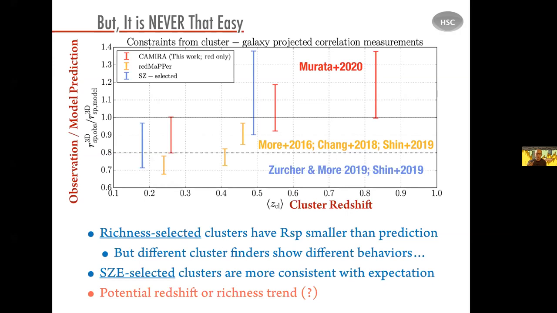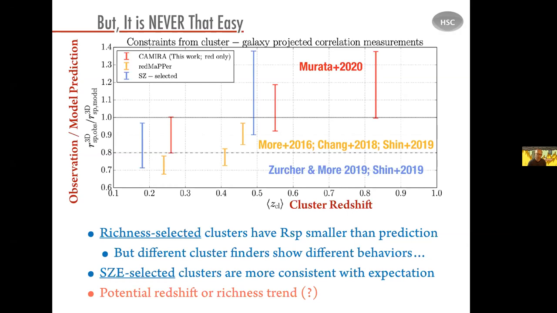For example, the Kamila seem to be more consistent with their model. The main difference between RedMapper and Kamila is Kamila doesn't use a scale radius for the cluster that depends on the richness, which could affect its splashback radius measurement. And we also see that for clusters selected using SZ effect, their splashback radius measurements tend to be more consistent with model prediction, although the error bar is pretty large.